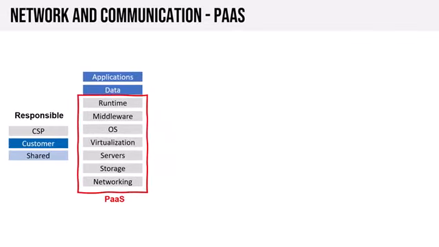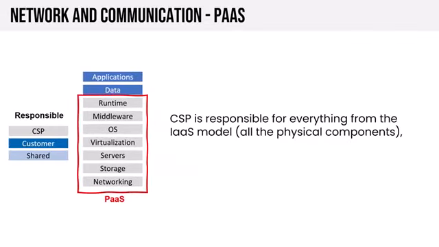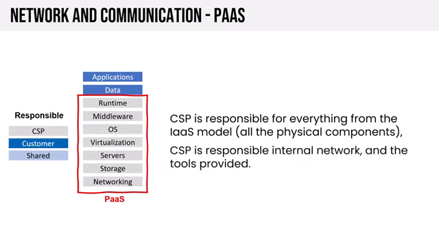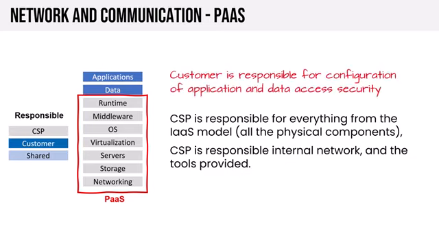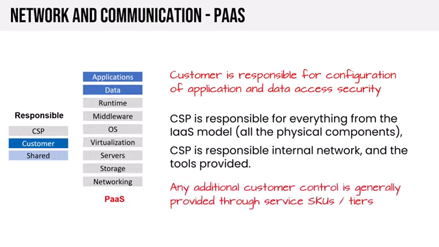Moving into PaaS, where we know that the CSP is responsible for everything from the IaaS model, all the physical components. They are also responsible for internal network and tooling. The customer is responsible for configuring the application and data access security. Any additional customer control is generally provided through service SKUs or service tiers.